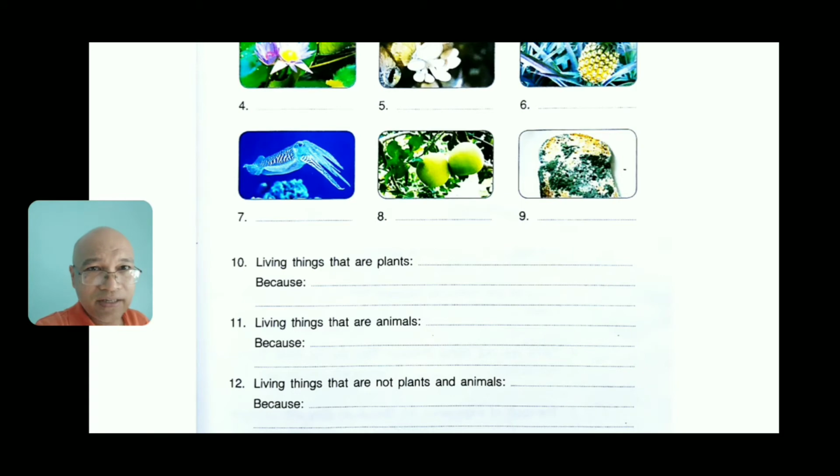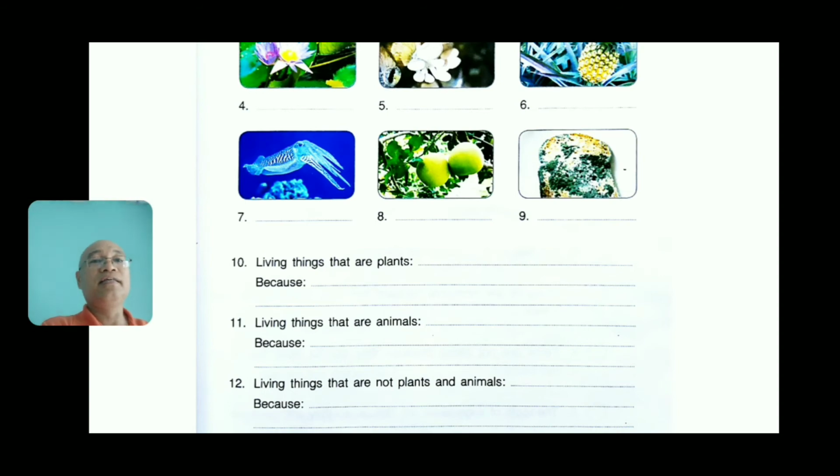And number 12, living things that are not plants and animals, also from the picture, and give the reasons why. We know that living things that are plants produce their own food, right? And living things that are animals cannot produce their own food. So you can write the reason: if it is plants, because they produce their own food. And living things that are animals, because they do not produce their own food. And for living things that are not plants and animals, maybe you can write in there, well, they are not plants and animals, and same reason, all right?